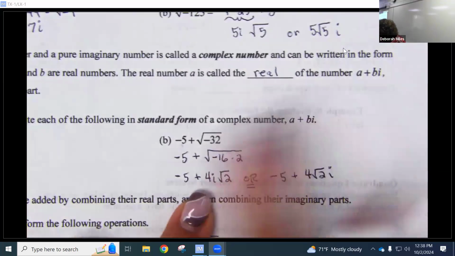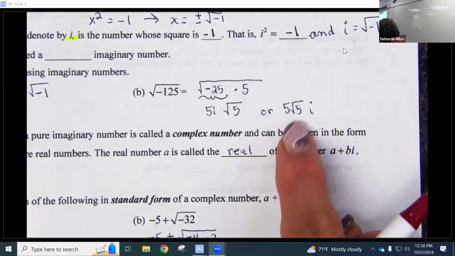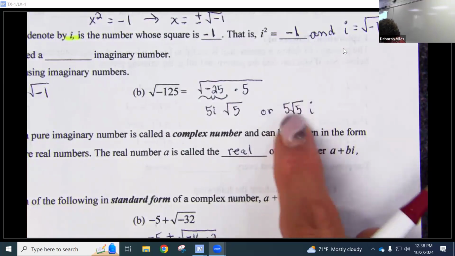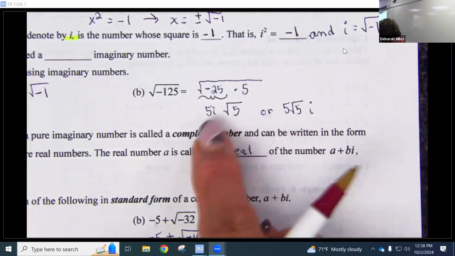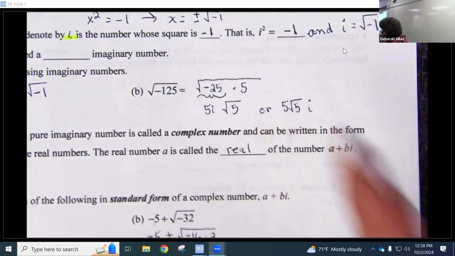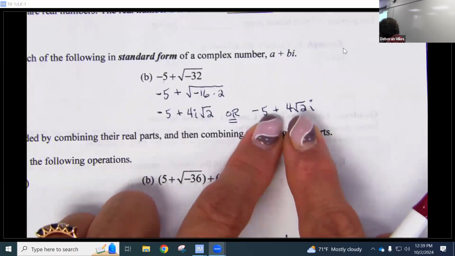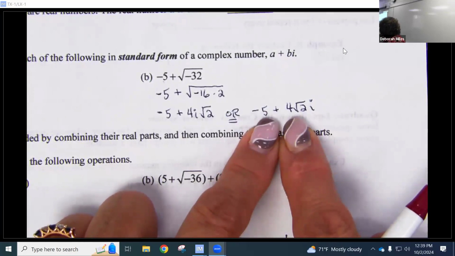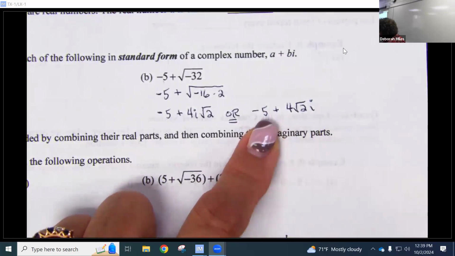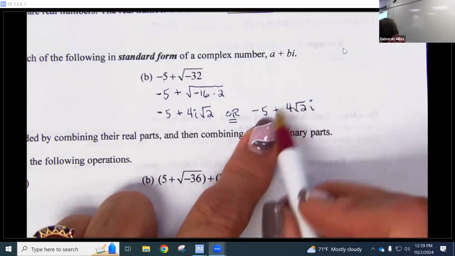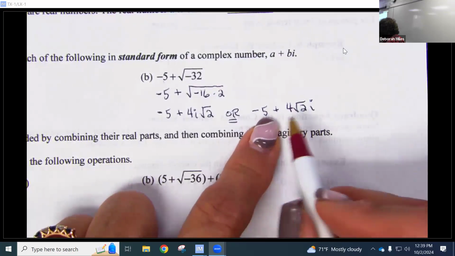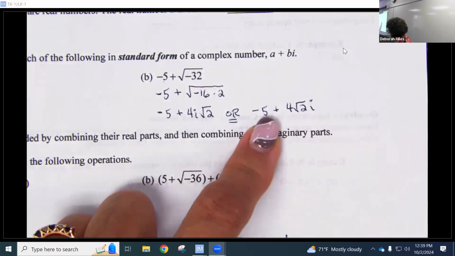Just like I said here, this is actually a better form because you could get a decimal approximation of this. I just write it like that to make it clear i is not under the radical. In the homework, I think you're going to have to type it in like this, because if the directions say write in the form a plus bi, then your b is this 4 square root of 2. They want that before the i.